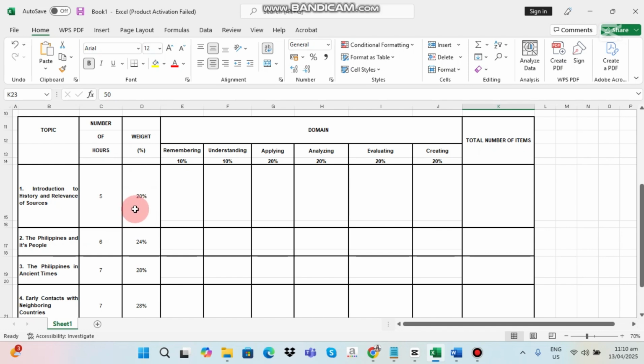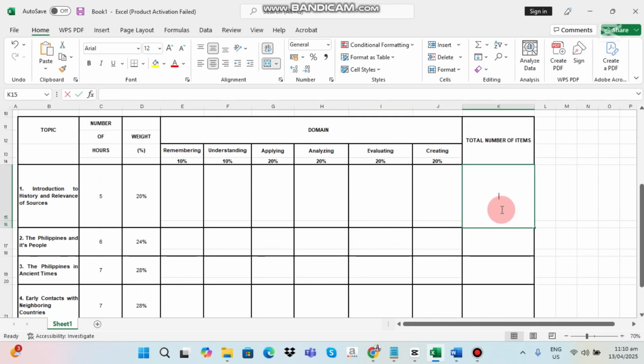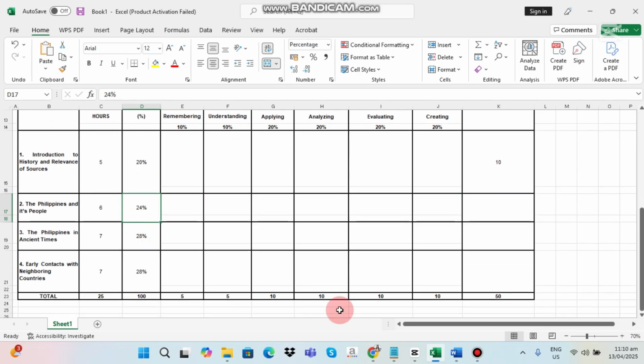So let's go. We have 20 times 50 and then divide it by 100. Of course, we get 10. Here, 24 times 50, and then you divide by 100, and then we get 12. We have here 28, same number, 28. So 28 times 50, and then divided by 100, we have 14.